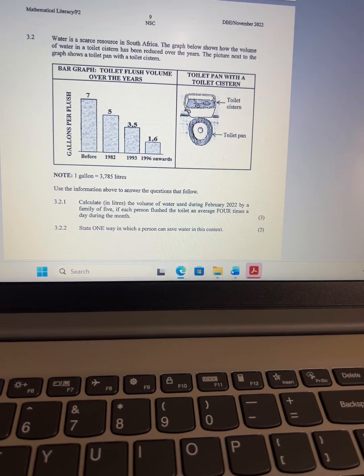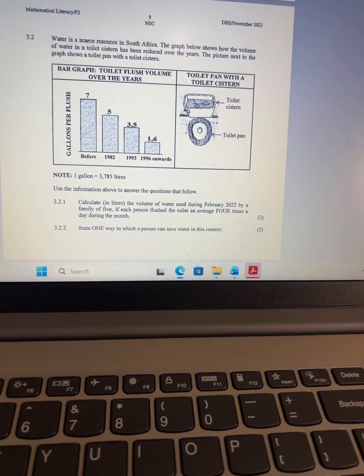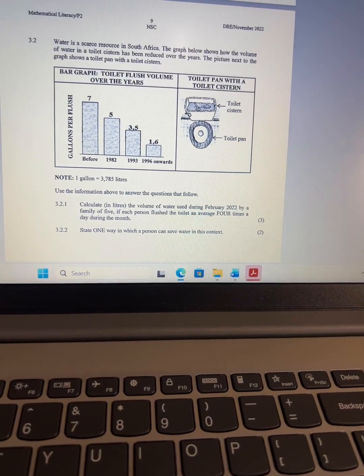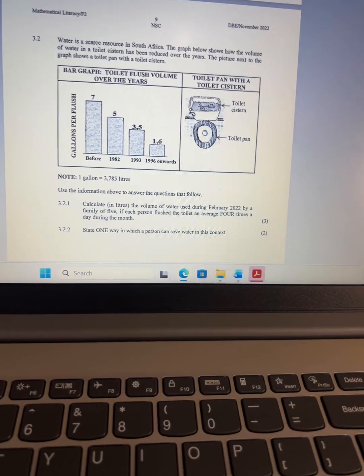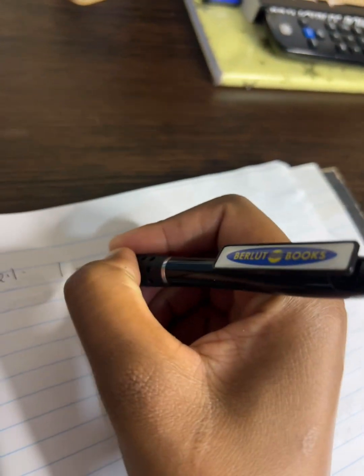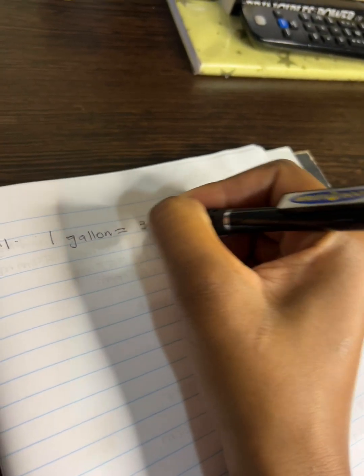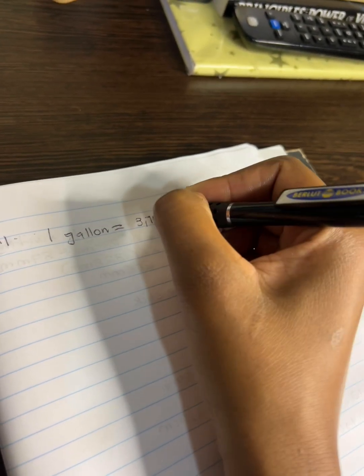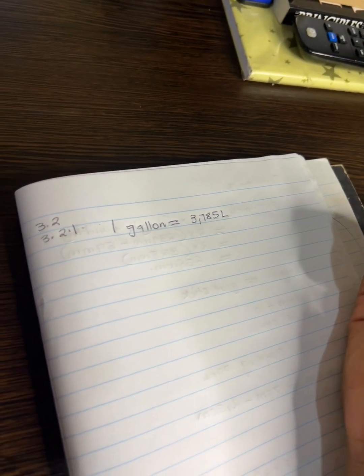And what we must remember is that 1.6 is in gallons. So we have the work to do to convert from gallons to liters, as the question needs us to get the answer in liters. So we're going to copy down the note, which is 1 gallon equals 3.785 liters. This is what we have as a given note.